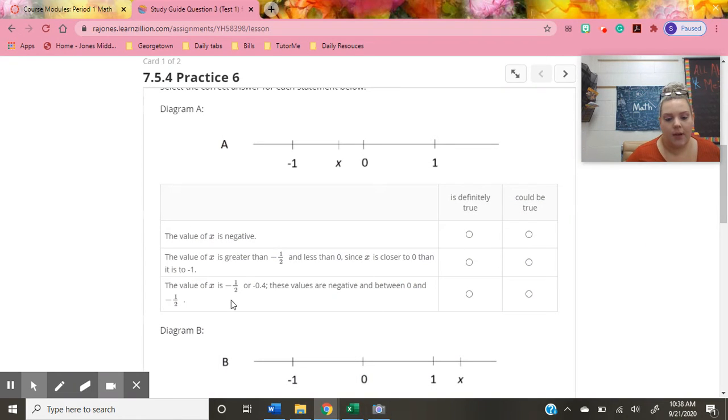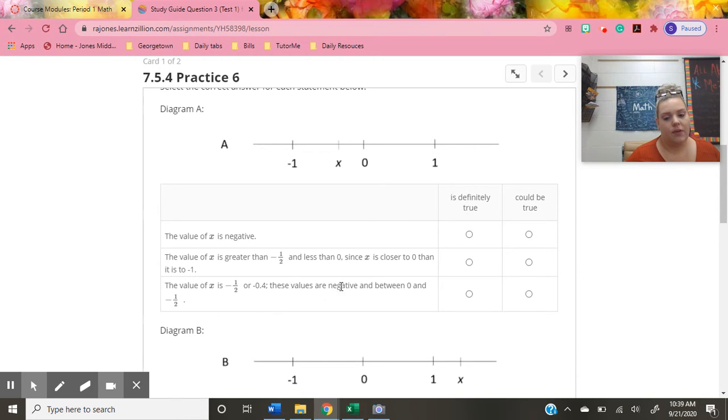Another one, the value of x is -1/2 or 0.4. These values are negative in between 0 and -1/2. All right, so it's saying the value of x is -1/2. So could it be true? I don't think so.